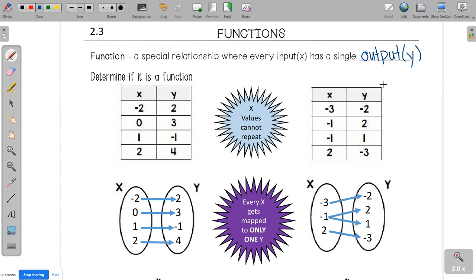The first ones we're going to look at are a relation shown as a table. So the trick here and the hint is your x values cannot repeat. If they repeat, then that means it's not a function. So let's look at our first one here. We have -2, 2, 0, 3, 1, -1, and 2, 4. Since every x here has exactly one y, this is a function.